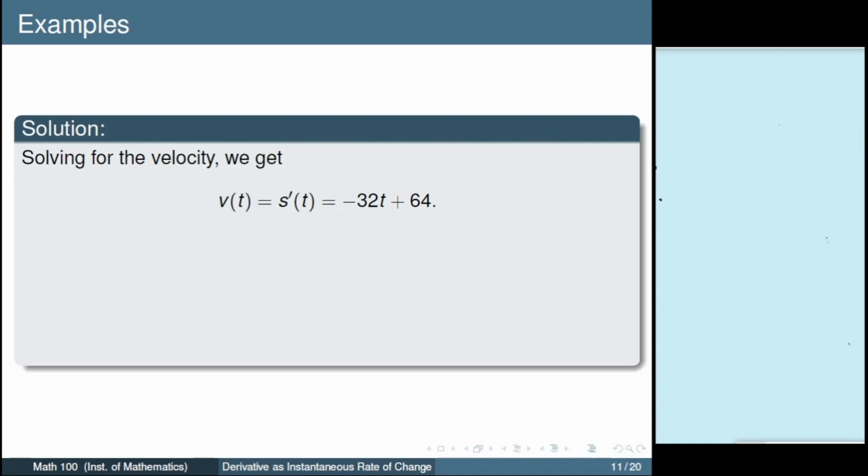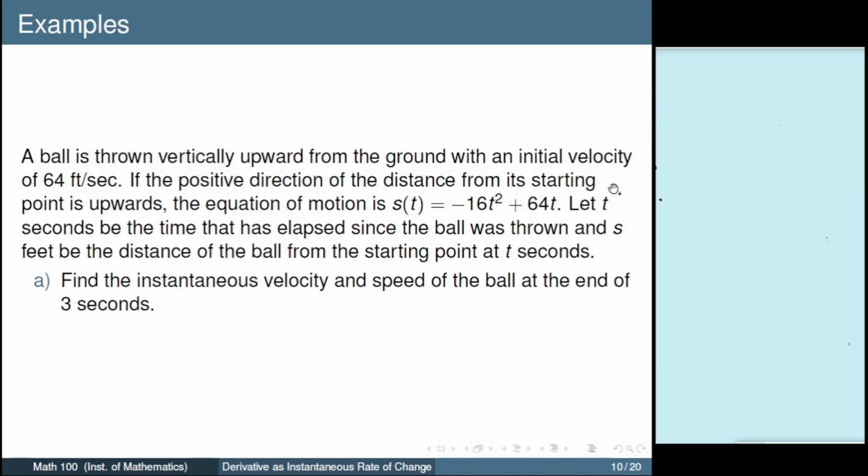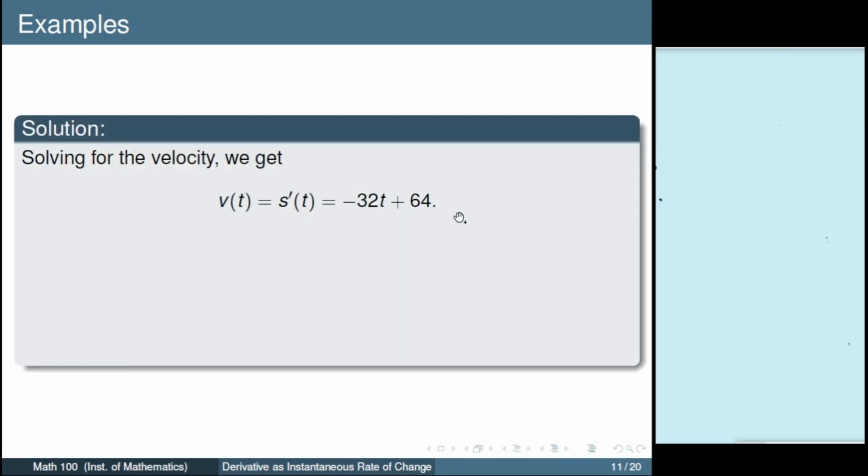So again, the velocity is just the derivative of your position function. The position function is negative 16t squared plus 64t. The derivative of this is negative 32t plus 64. Hence, the velocity function we got is negative 32t plus 64. And we want to get the instantaneous velocity at time equals 3. So substitute 3 here. You'll get negative 32 times 3 plus 64, and that equals negative 32 feet per second. So this is the instantaneous velocity at t equals 3.